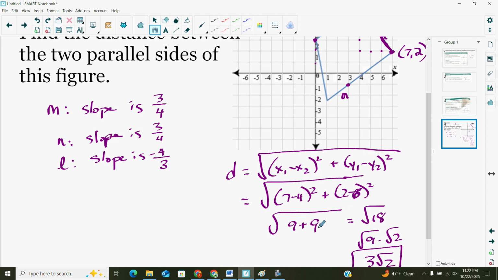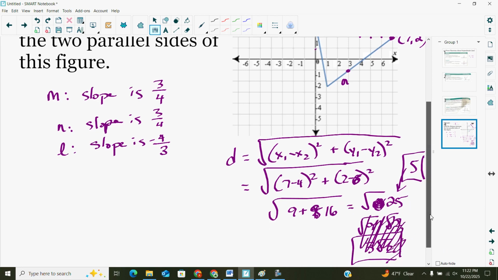Negative 4 squared, that's 16. 9 and 16 make 25. Square root of 25 comes out nice and easy, and we don't even need to reduce. Should be 5. Sorry about that. But if you had gotten root 18, we know how to reduce that to 3 root 2.